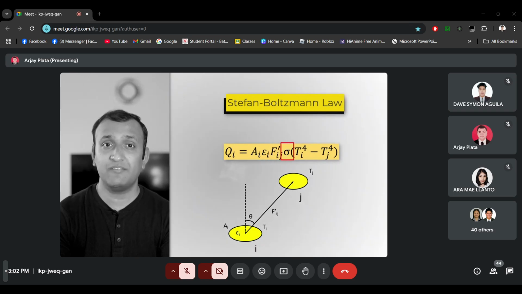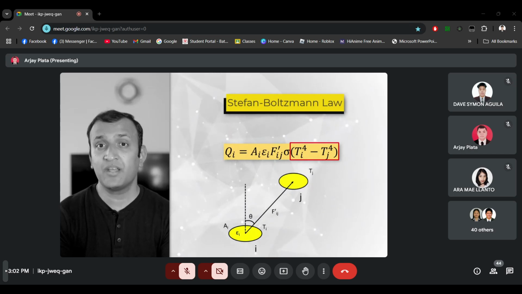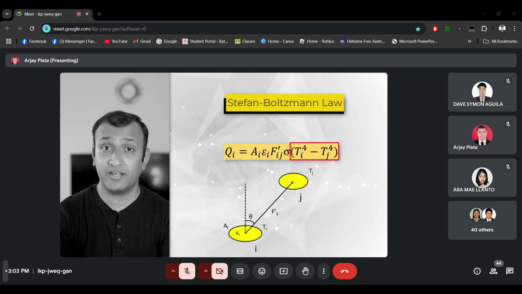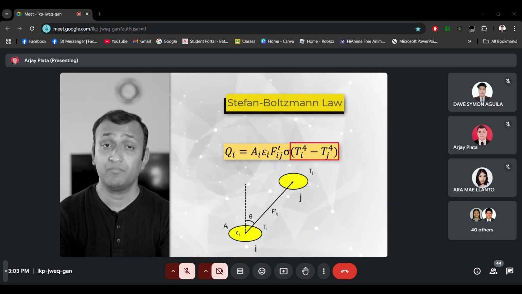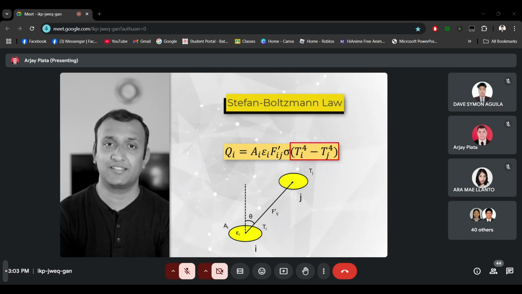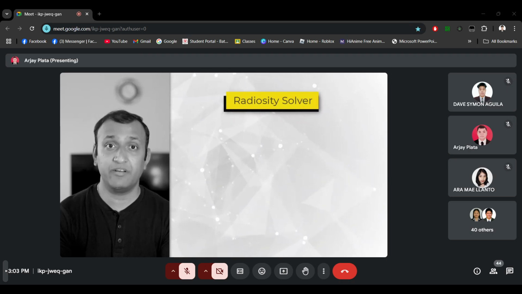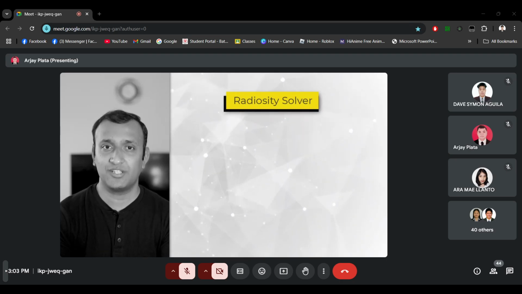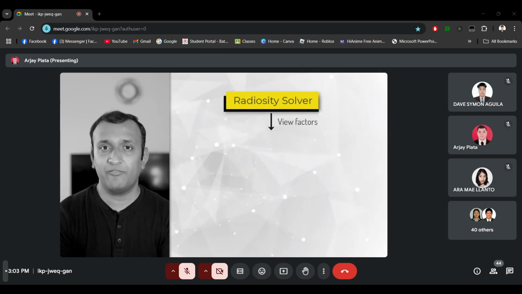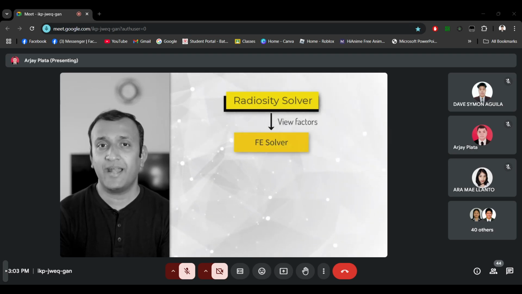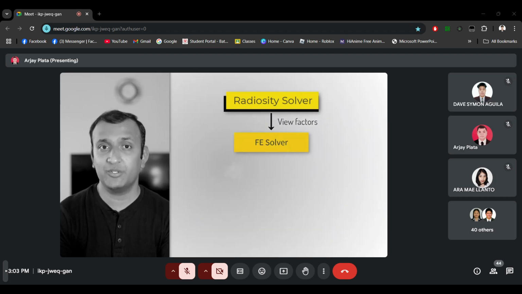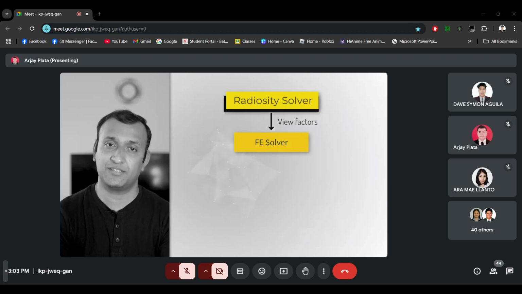Sigma is called the Stefan-Boltzmann constant. Ti and Tj are the absolute temperatures of the emitting and incident surfaces respectively. As you can see, the radiation heat transfer has a fourth order relation with absolute temperature, which makes it a nonlinear analysis. In ANSYS Mechanical, we model radiation between two surfaces using the radiosity solver, which calculates the form factors between the two surfaces and uses the temperature from the finite element solution to perform radiation calculations.